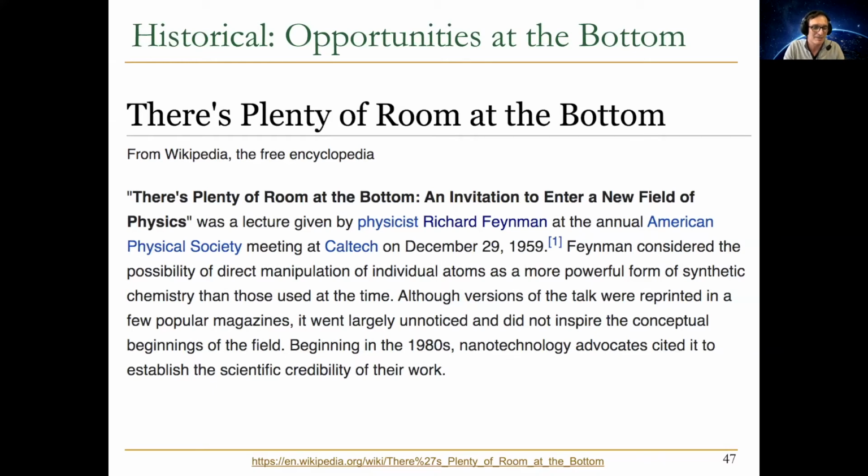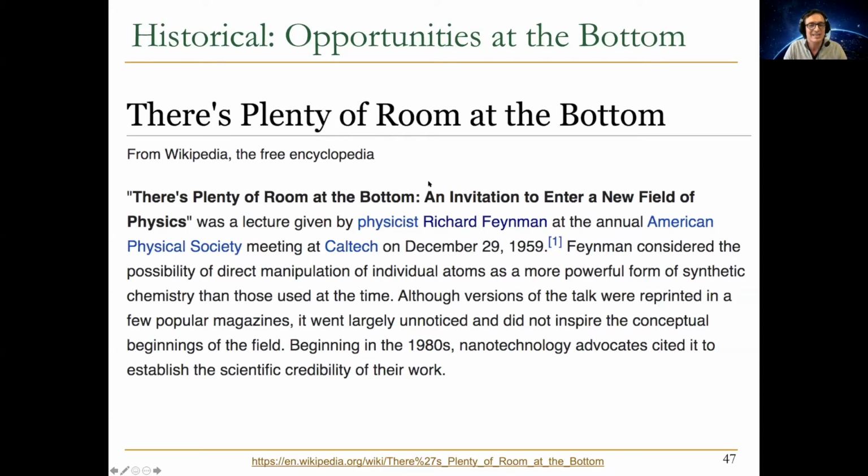So many people probably know about Richard Feynman. He is a famous American physicist. He won the Nobel Prize at some point in his life. But basically, he's known for many things, especially for his passion for teaching. I think that's very important. But he's also known for this phrase that's called, "There's plenty of room at the bottom."